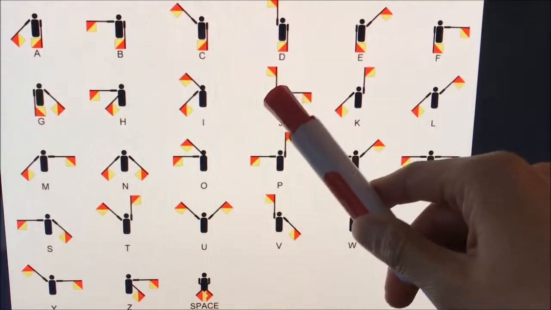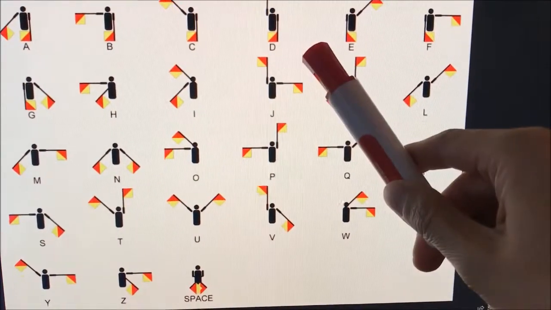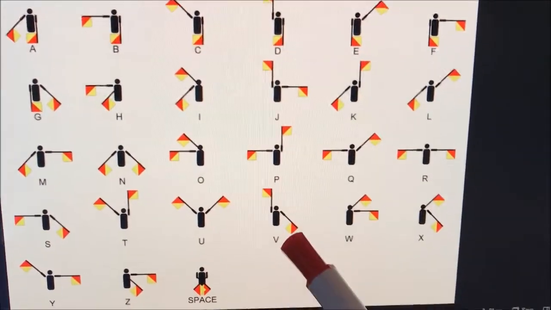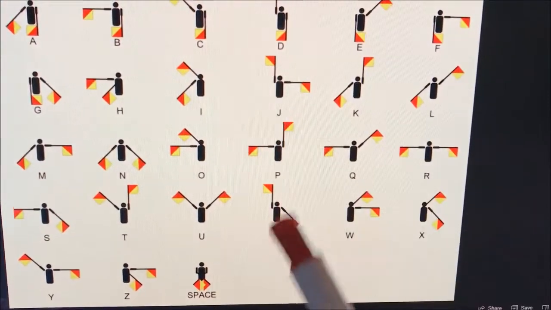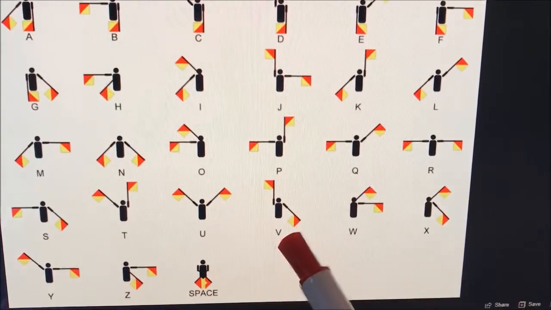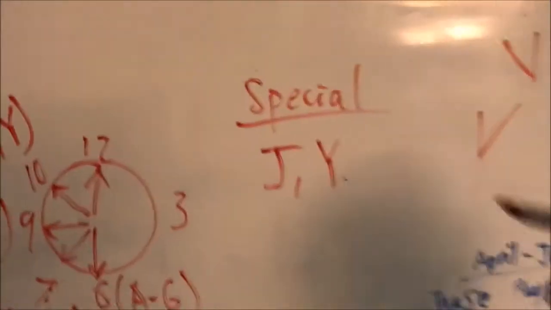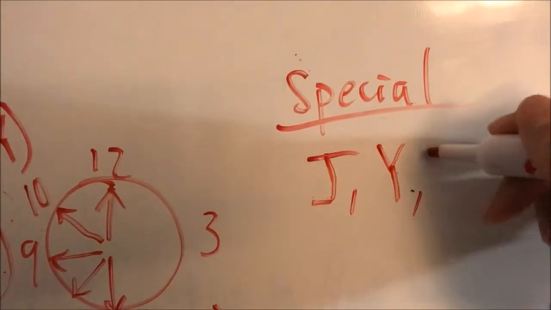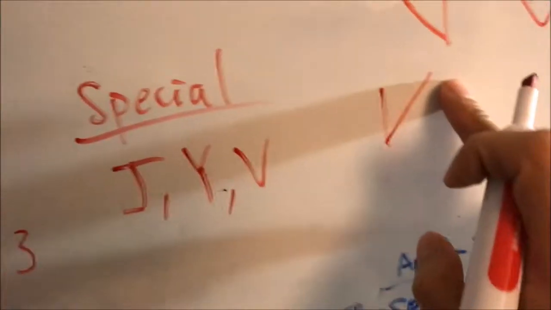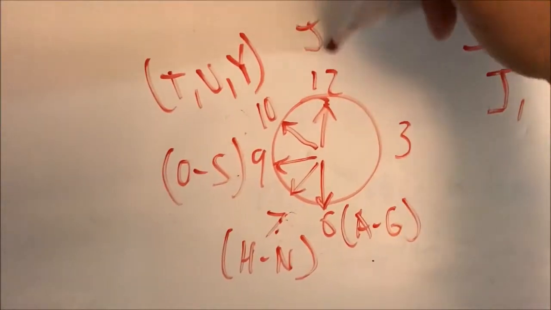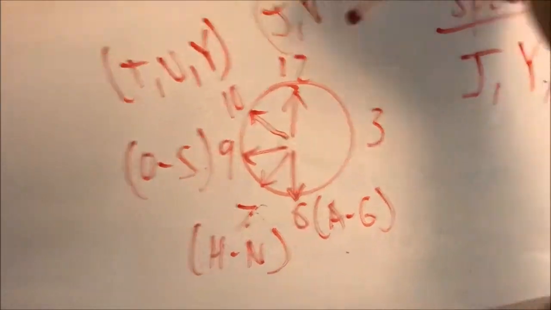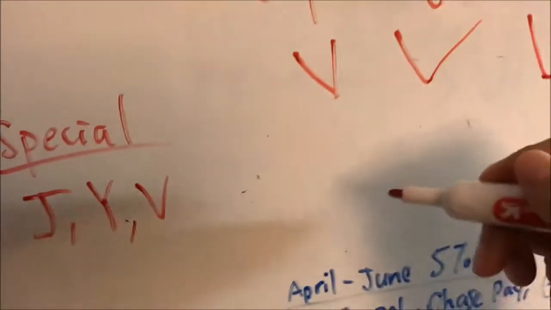There's the J, but there's still nothing that goes up like that. So J and V are the exceptions, okay? If it goes straight up at 12 o'clock, that would be J, and that would be V. So Y was a bit out of position, and so is V, okay? So if it's at the 12 o'clock position, then it's J and V. So let's draw that out.